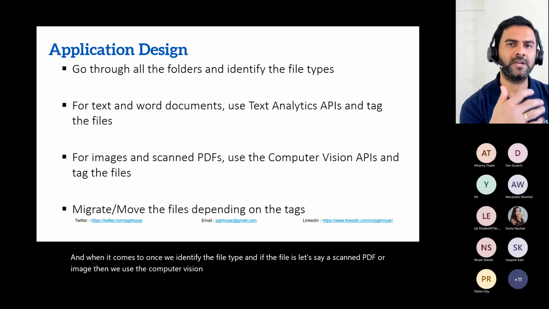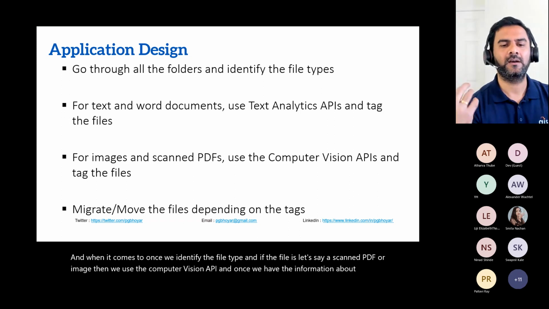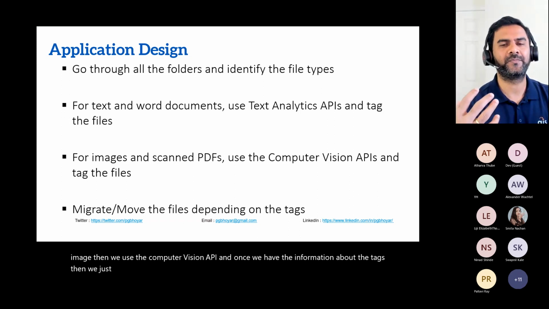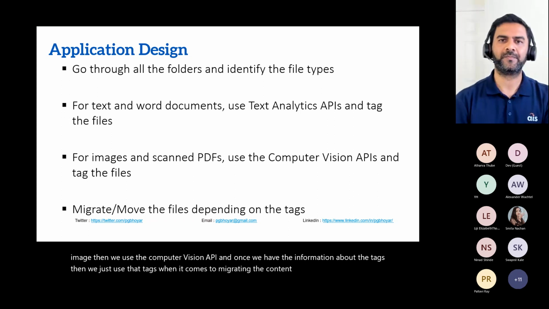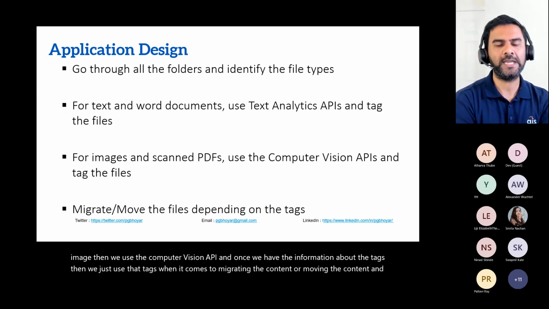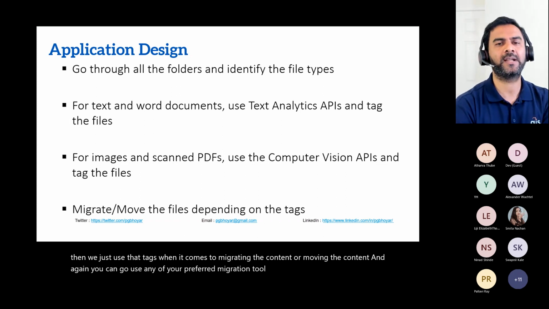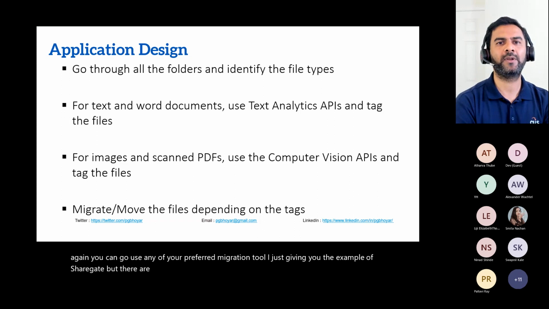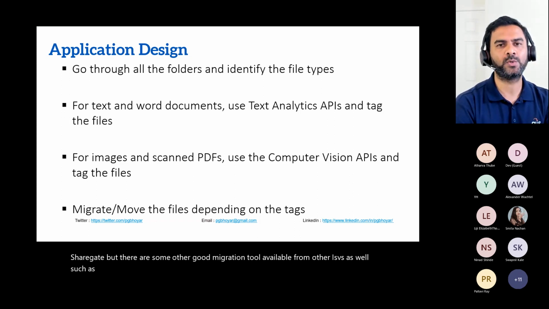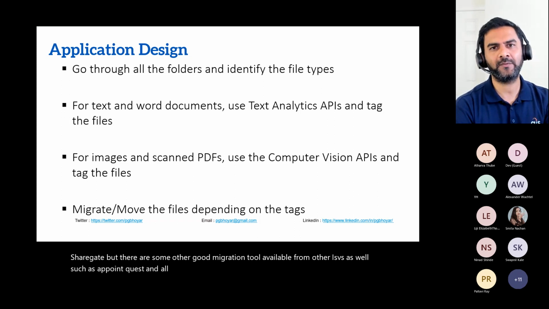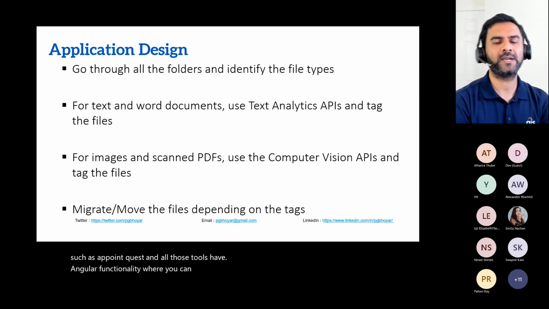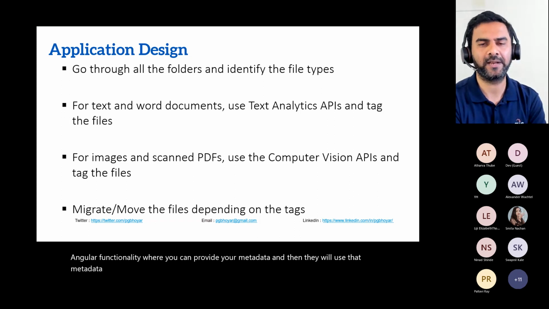And once we have the information about the tags, then we just use those tags when it comes to migrating the content or moving the content. And again, you can use any of your preferred migration tool. I'm just giving you the example of ShareGate, but there are some other good migration tools available from other ISVs as well, such as AvePoint, Quest, and all those tools have a similar functionality where you can provide your metadata, and then they will use that metadata for the content migration.